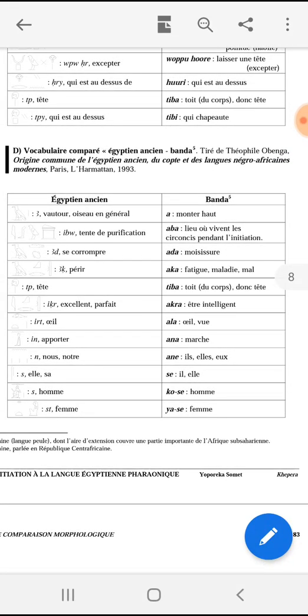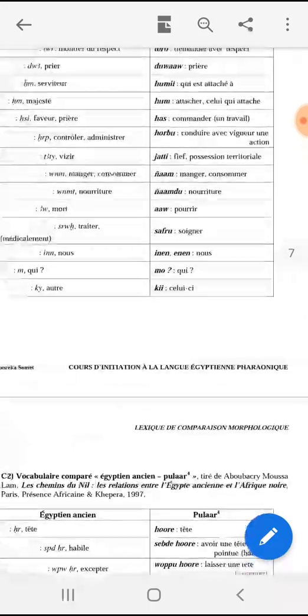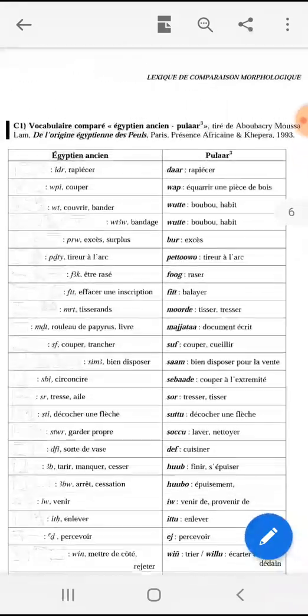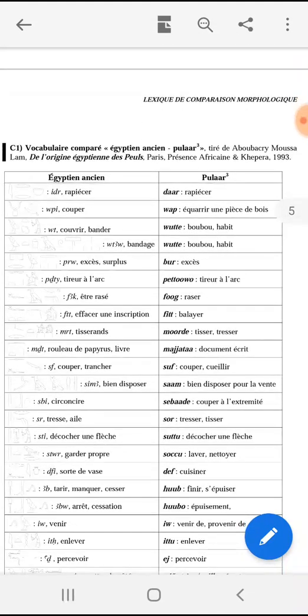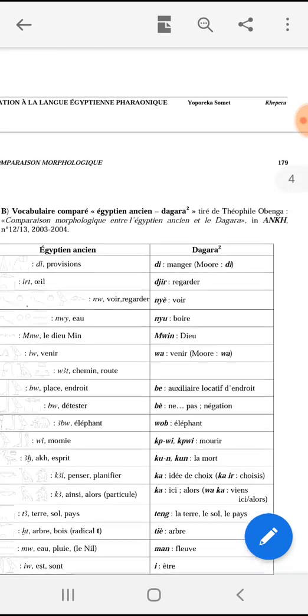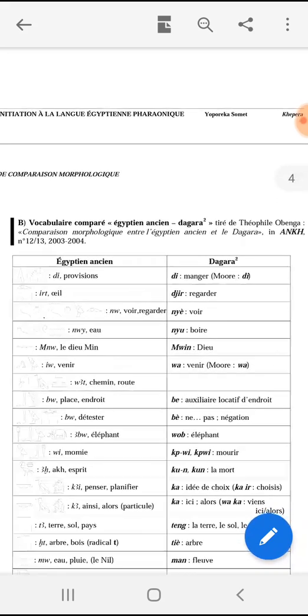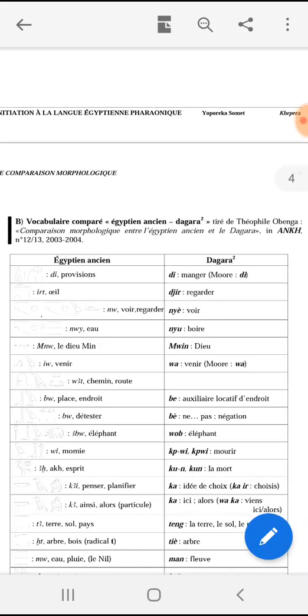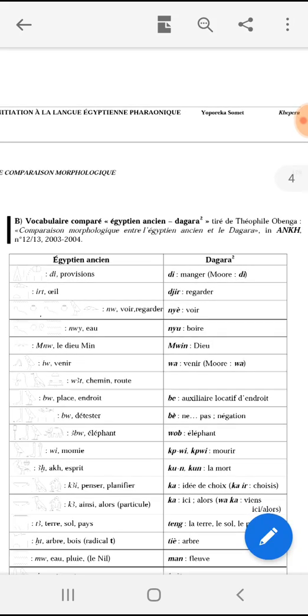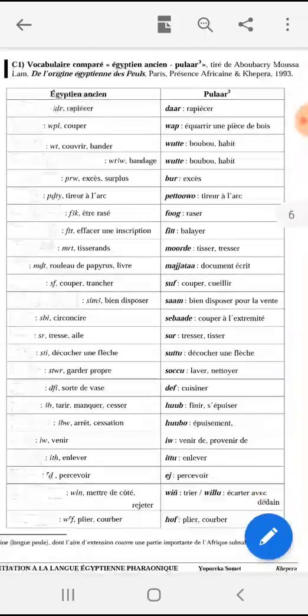If I translate the title, it is Common Origin of the Ancient Egyptian, of the Coptic and the modern Negro African languages. Now, for the Pular, I'm not sure if I told you whose work it was. It is Abu Bakri Moussa Lam, and the book is The Egyptian Origin of the Fulani People. And for the Dagara, that's Theophile Obenga from the Ankh journal.